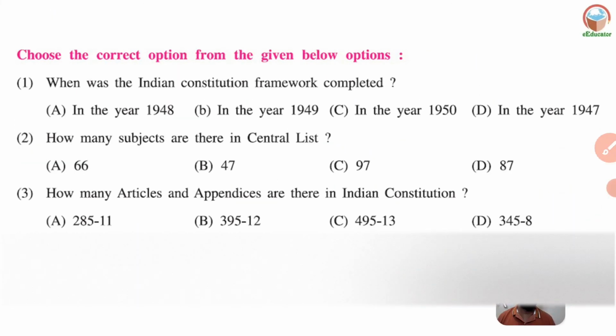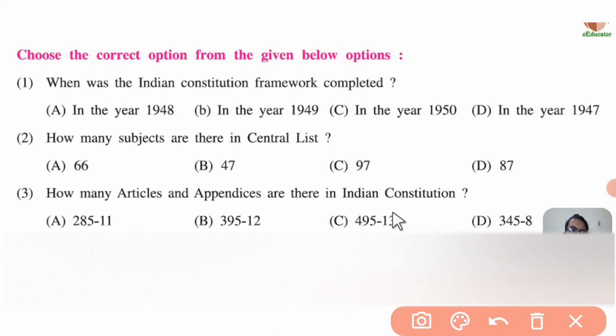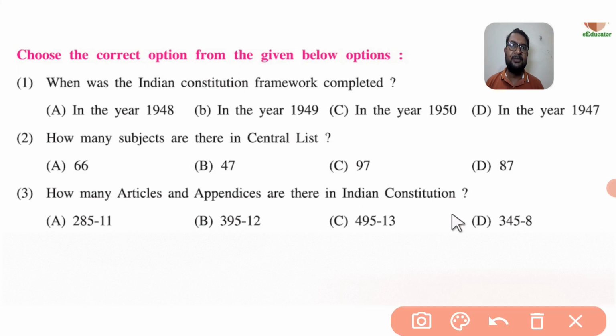Now look here, the answers are here. What is the correct answer? We need to find it here. MCQs. When was the Indian Constitution framework completed? The framework was completed in 1949. How many subjects are there in the central list or union list? You can say 97 subjects here. How many articles and appendices are there in the Indian Constitution? 395 articles and 12 appendices.